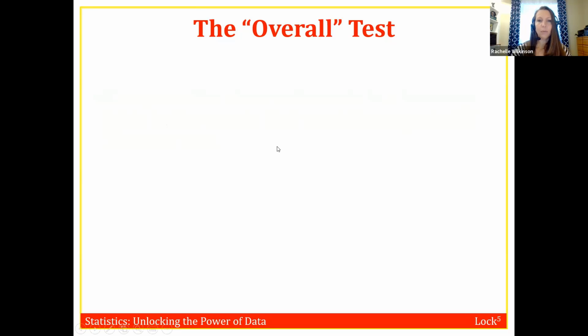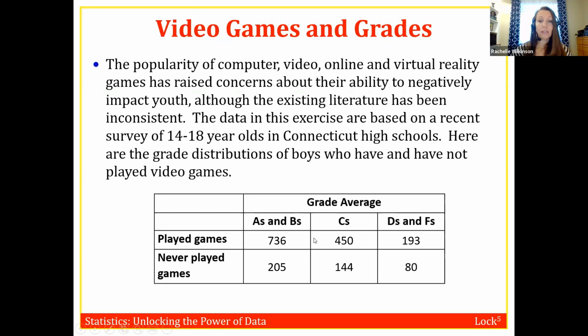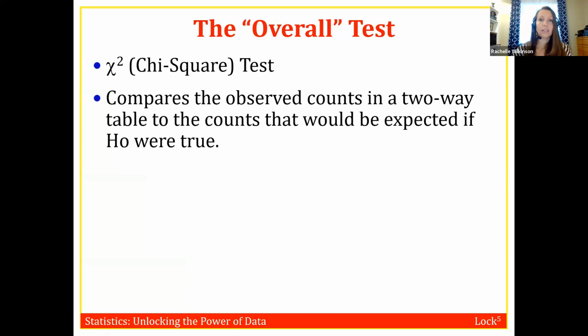Looking back at our table here, this is our two-way table, and these numbers in the table are the observed counts. This means this is the data that we actually collected. When we interviewed these kids, we found out that 736 played video games and got A's and B's. And what this overall test is going to do is say, okay, we saw that there were 736 kids in that group, but how many would we expect to see if there was no association between video game playing and grade average?